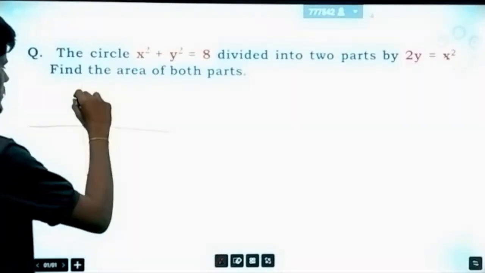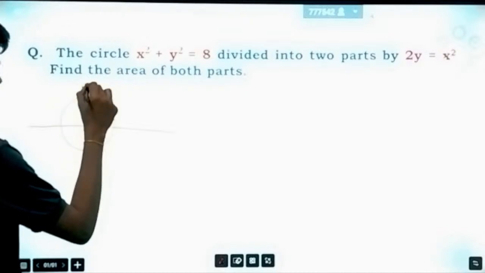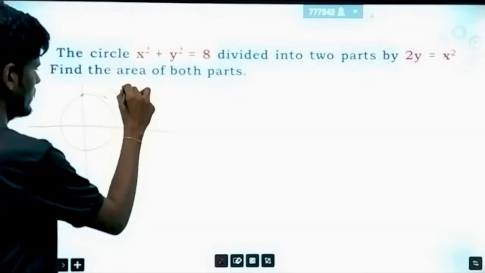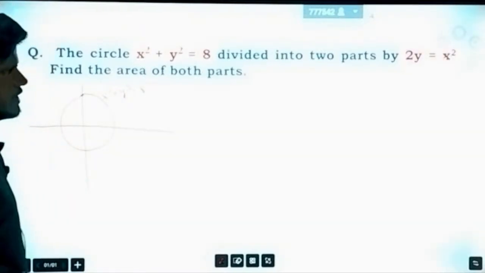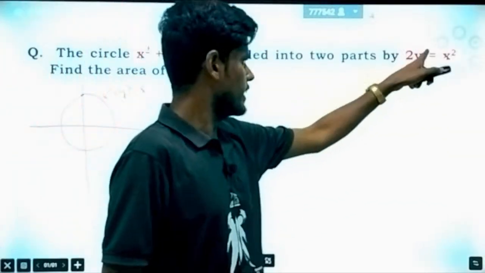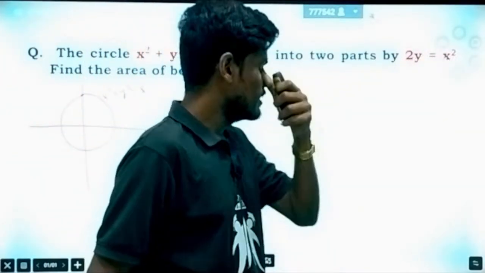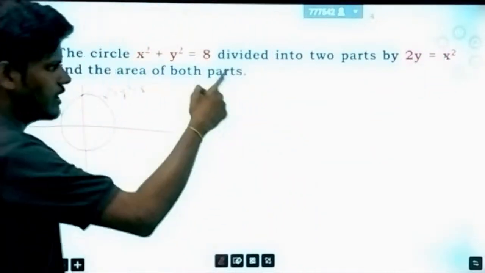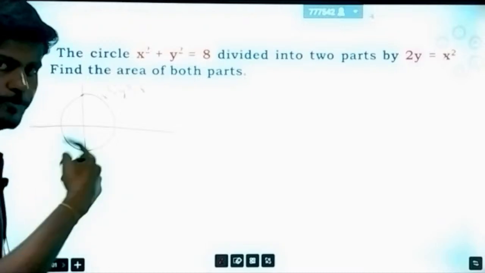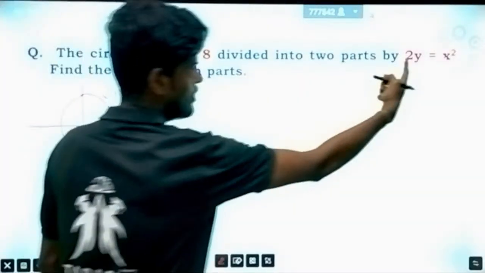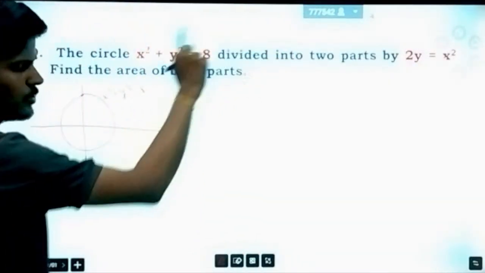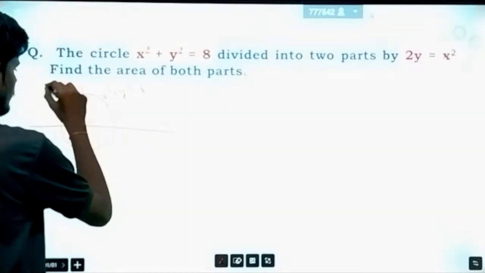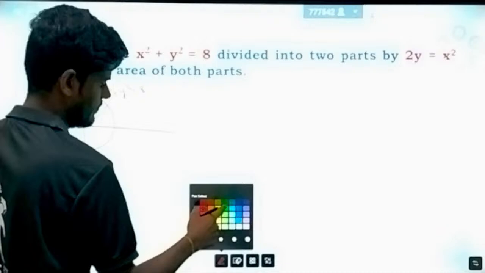The circle x square plus y square is equal to 8 is divided into 2 parts by the curve 2y is equal to x square. This is of the form x square equal to 4ay. That means this is a parabola which opens upward and it is symmetrical about the y-axis, as the x square term is there. That means the parabola will be like this.